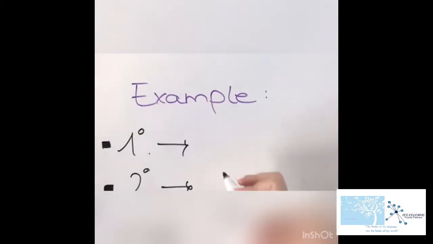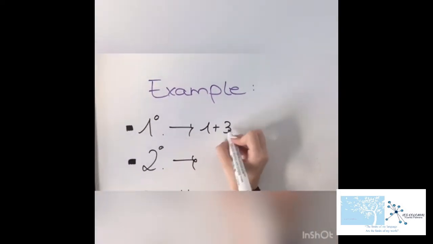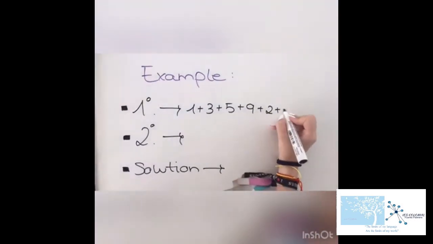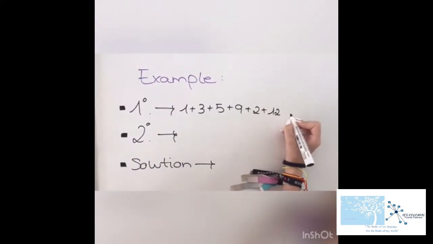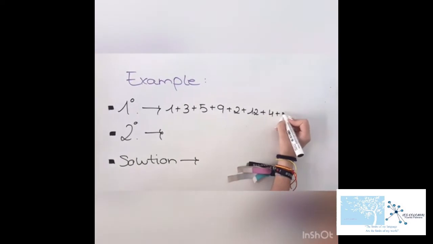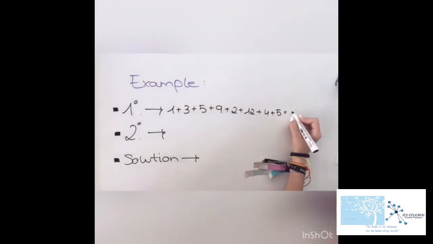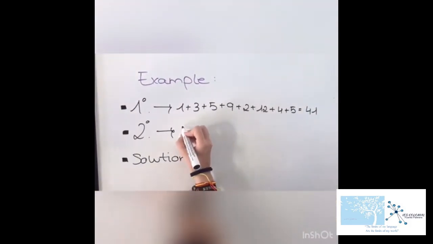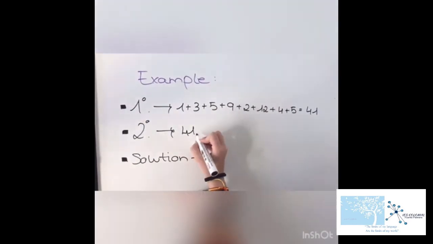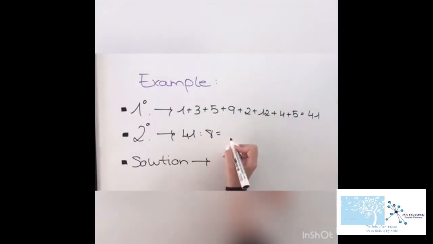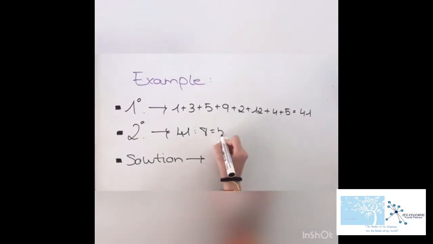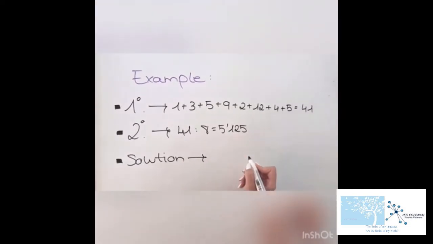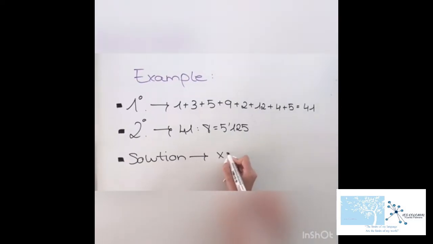For example, first step, add up all the data. 1 plus 3 plus 5 plus 9 plus 2 plus 12 plus 4 plus 5. And this is equal to 41. Second step, divide what we have obtained, 41, by the number of data that we have. In this case, we have age data. So, it is the solution.